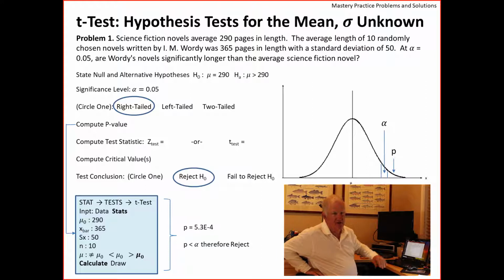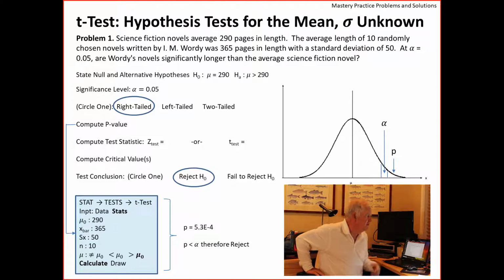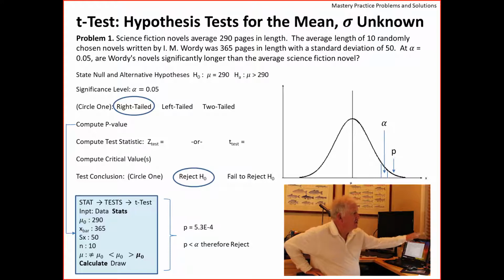So I've written down the problem here. Let's just walk through it. What's the null hypothesis? Back to the status quo. Science fiction novels average 290 pages in length. Mu is equal to 290. And what we're testing is, are this one particular author's novels longer? So the alternative hypothesis is that his novels are longer. The mean number of pages is greater than 290. Significance level is 0.05. If we look at the alternate hypothesis, mu is greater than 290, clearly a right-tailed test.